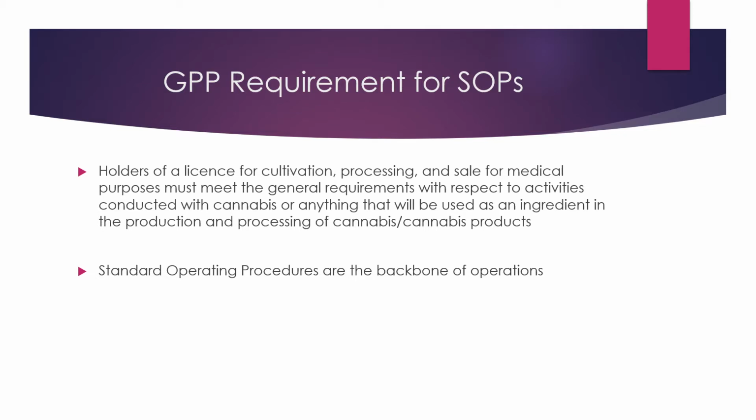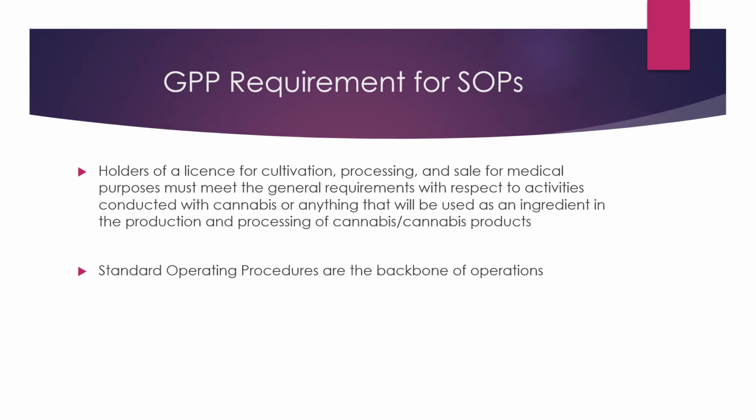So good production practices have requirements for SOPs, just like good manufacturing practices also have requirements for SOPs. The difference is that good production practices are unique to the cannabis industry, while good manufacturing practices are generalized to all other industries. So the holders of a license for cultivation, processing, and sale of cannabis for medical purposes must meet the general requirements with respect to activities conducted with cannabis or anything that will be used as an ingredient in manufacturing or producing cannabis or cannabis products.